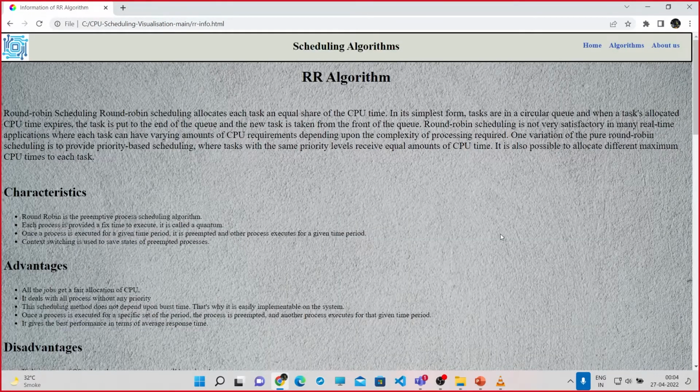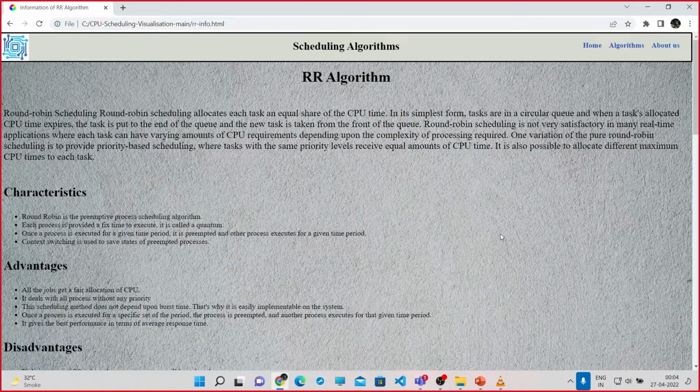So now we will see what the round robin algorithm is. Round robin scheduling allocates each task an equal share of CPU time. In its simplest form, tasks are in a circular queue. When a task's allocated CPU time expires, the task is put at the end of the queue. The new task is taken from the front of the queue, and round robin scheduling is very satisfactory for many real-time applications. Now, the characteristics of round robin scheduling.